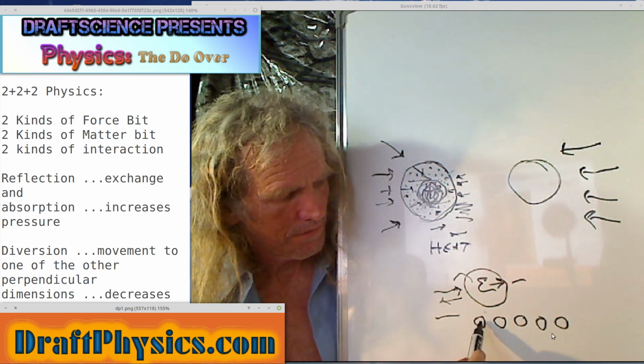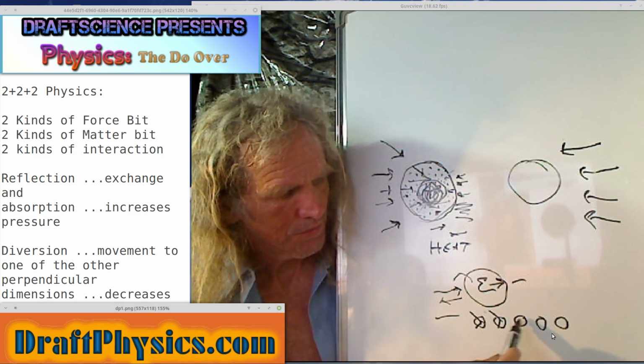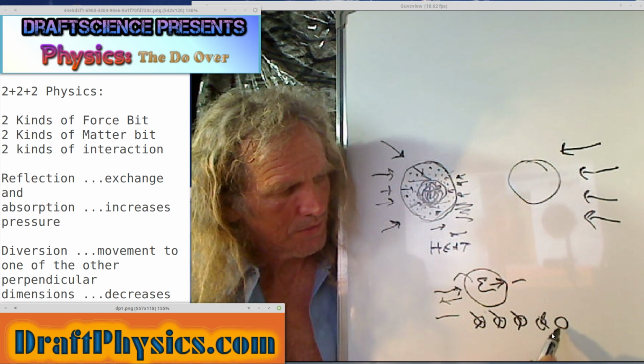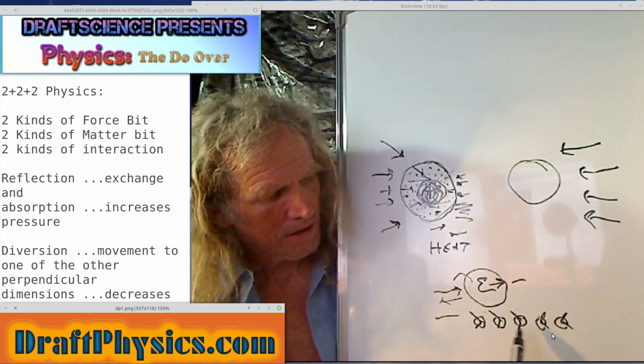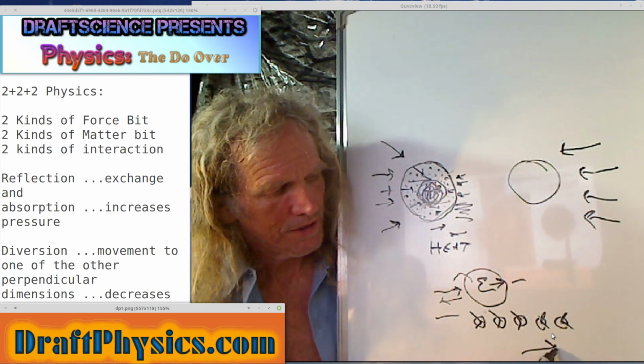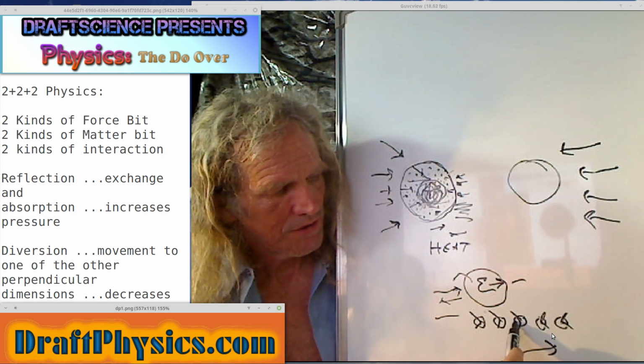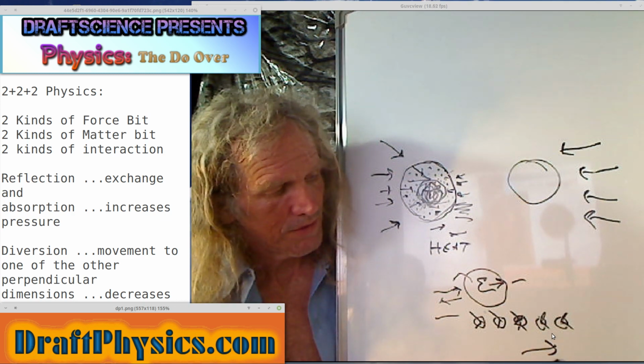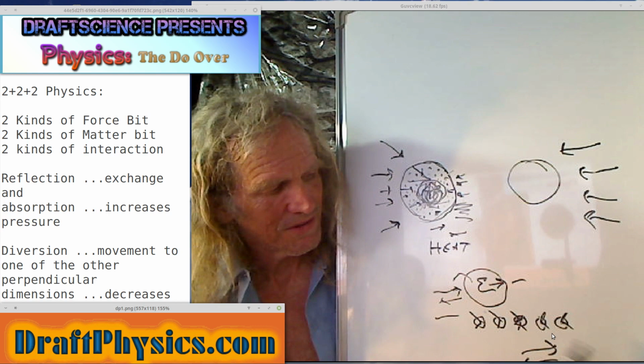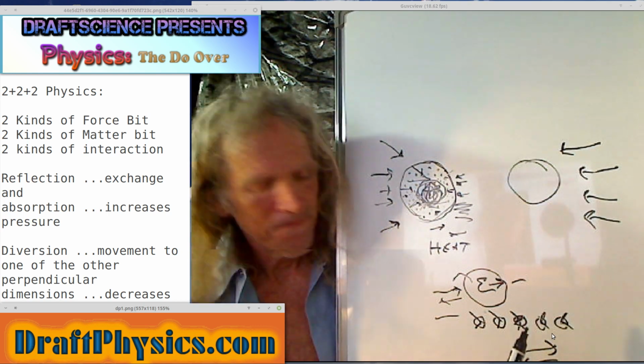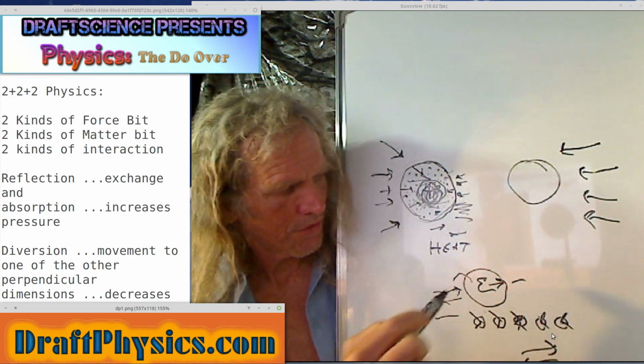So if these were going this way, and these two are going this way, its net product will be in that direction, 3 to 2. If I just change one of these arrows, you can see it's 3 to 2 in the opposite direction. But it always has to be in one direction or the other. And it's doing that in all 3 dimensions.